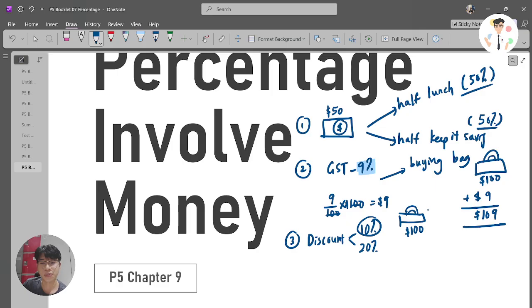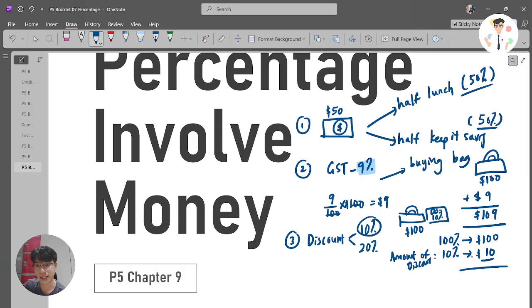But the shop says, oh, we have a discount today, so it's 10%. Means that you need to pay how much? Again, $100, and it's 10% discount. Means that, again, 100% is the price of the bag. If 10% means what? $10 means that you have the amount of discount. Let me just write here. The amount of discount is $10.